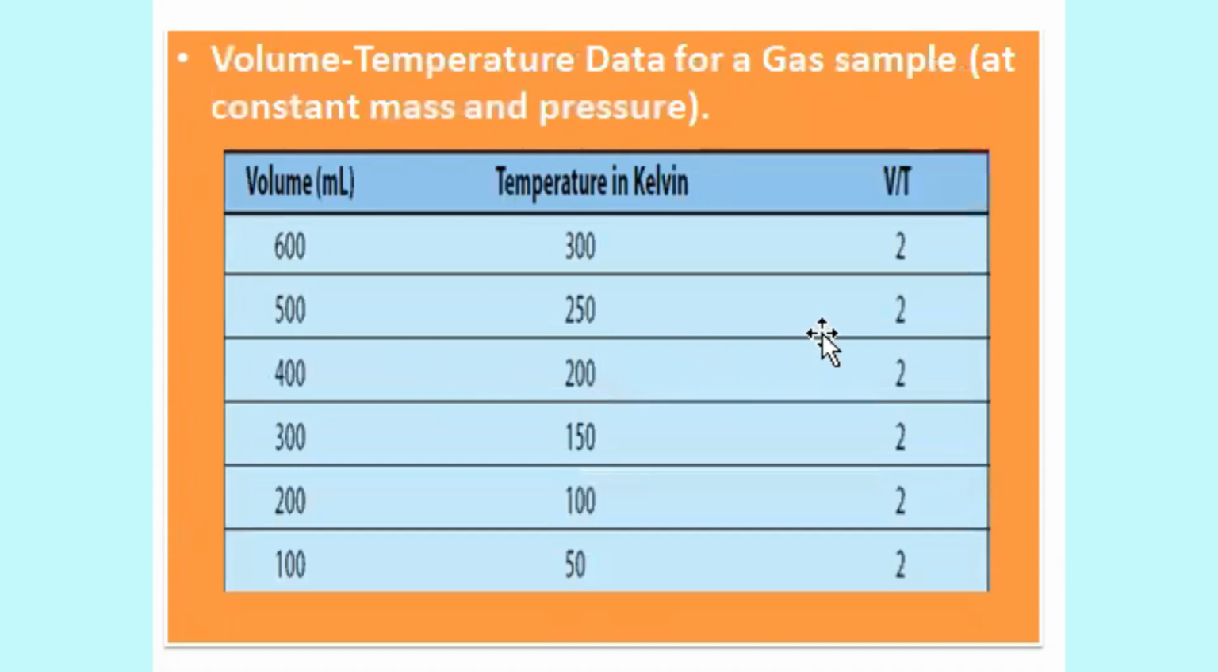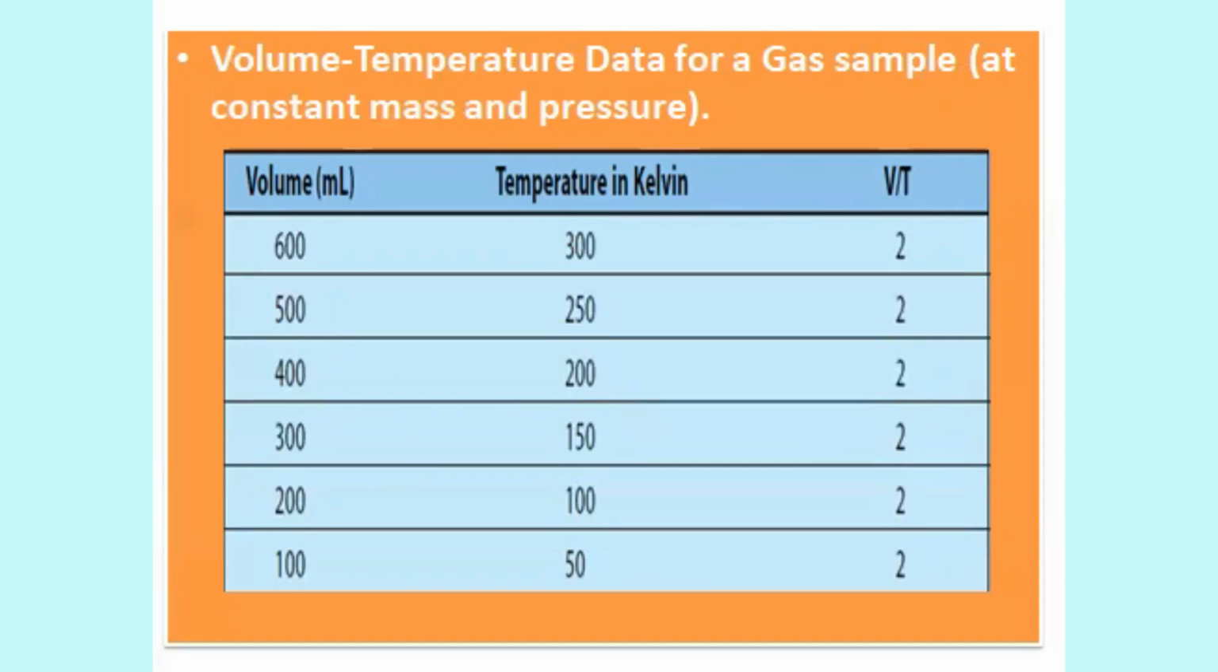This table also shows the relationship between volume and temperature data for a gas sample at constant amount and pressure. Okay, the first column indicates the volume. The second column indicates the temperature. When you divide volume by temperature, it gives a constant number. Okay, this indicates V over T is constant.